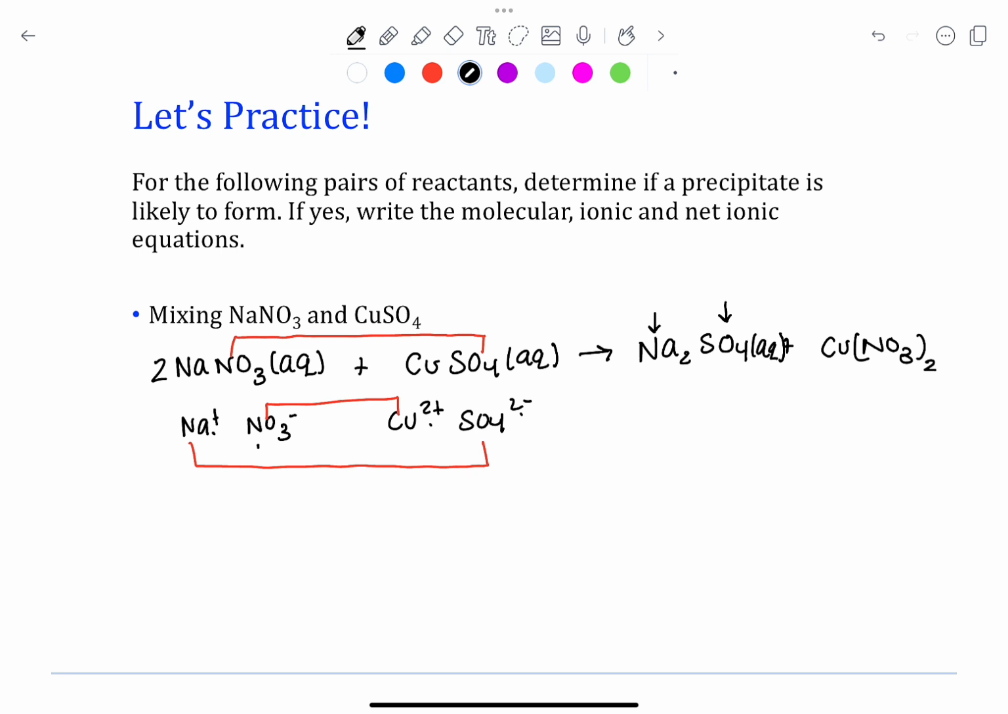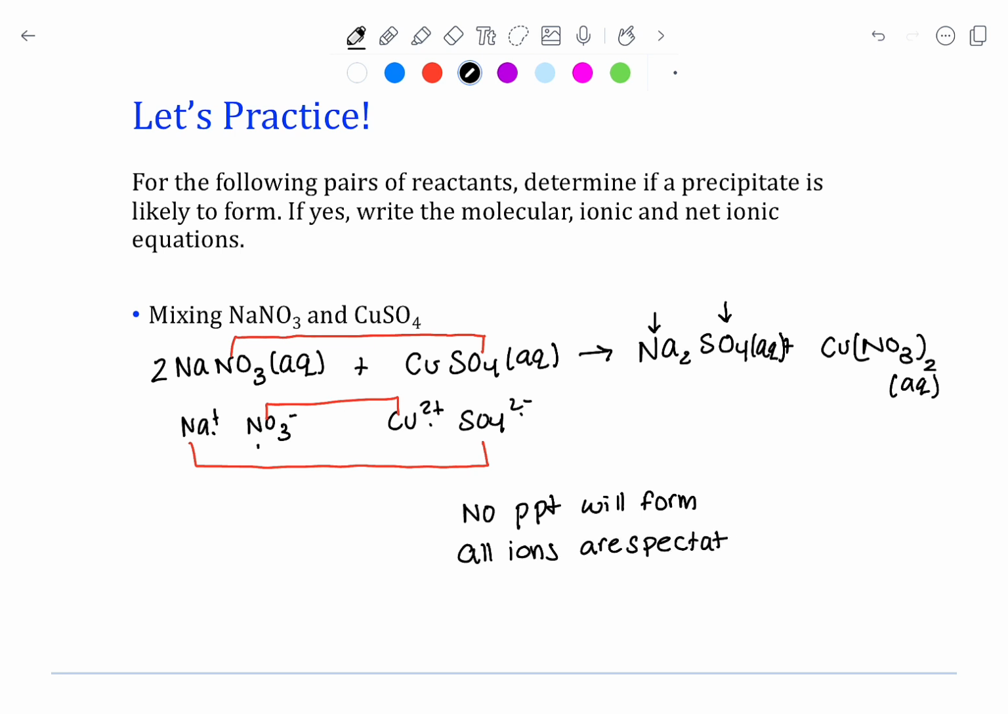And then we have copper nitrate. Well, nitrate we know is always going to be soluble in water. That's one of the ones that we have to keep in our brains. It doesn't have any exceptions, so this will also be aqueous. So no precipitate is going to form. This means that all ions are spectators. They would all cancel out on both sides. So all ions are spectators, no precipitate is going to form. There was overall no reaction between these solutions.